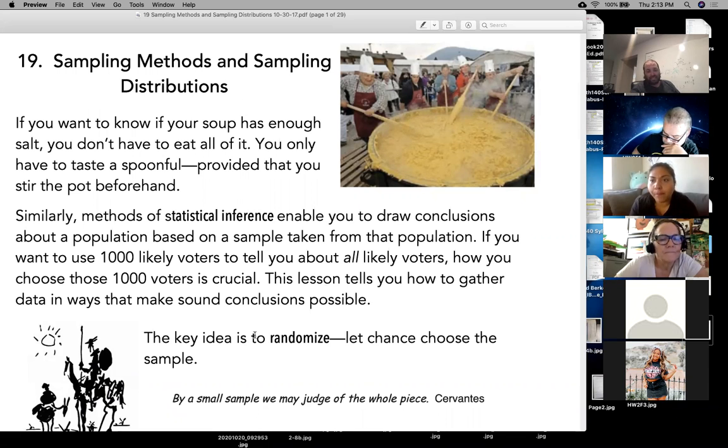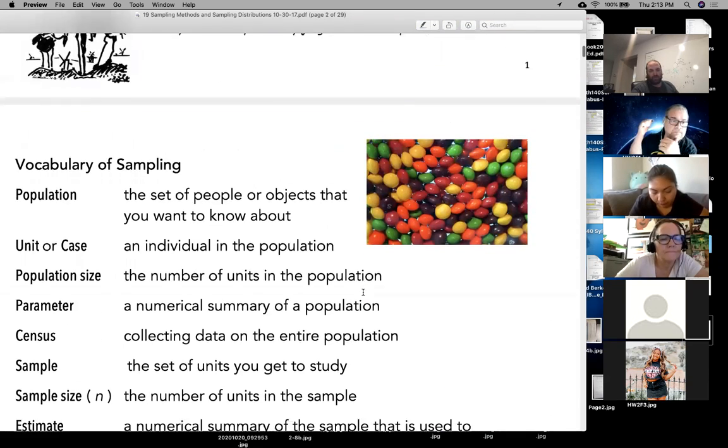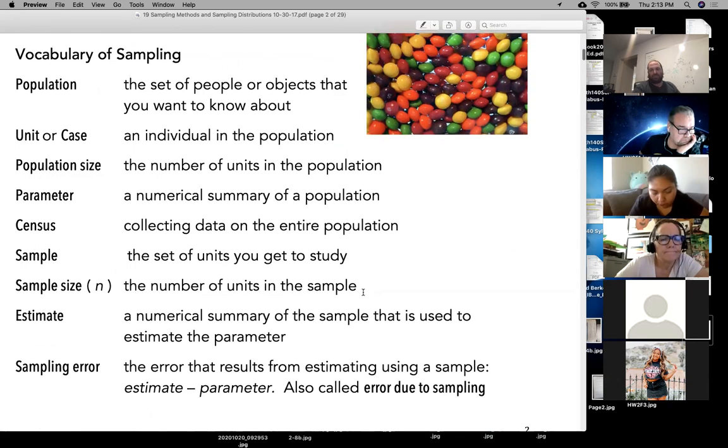So the key idea of picking a sample is to randomize. You have to let chance choose the sample. You don't choose the sample yourself. So what are some different ways we can do that? Well, we'll get to it. There's many different ways of creating a sample. But before we get there, let's talk about our different definitional terms that we're going to use for this chapter.